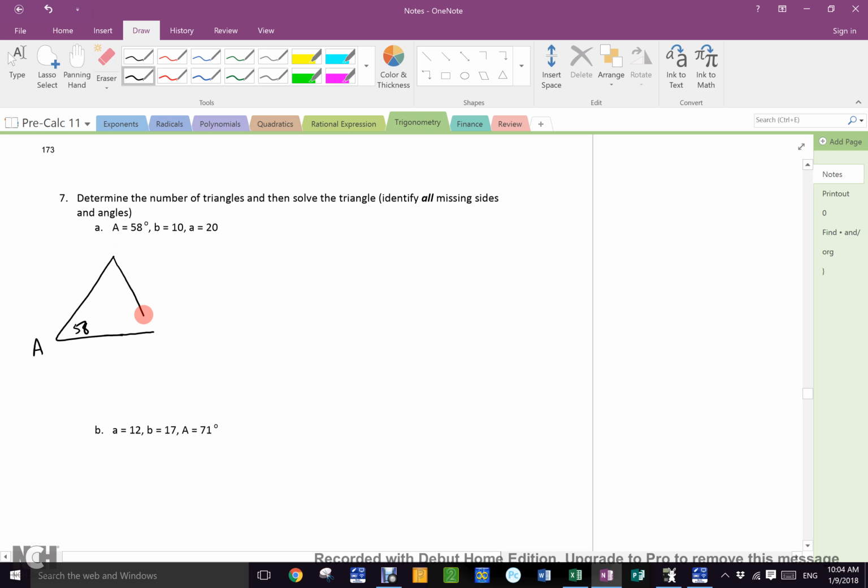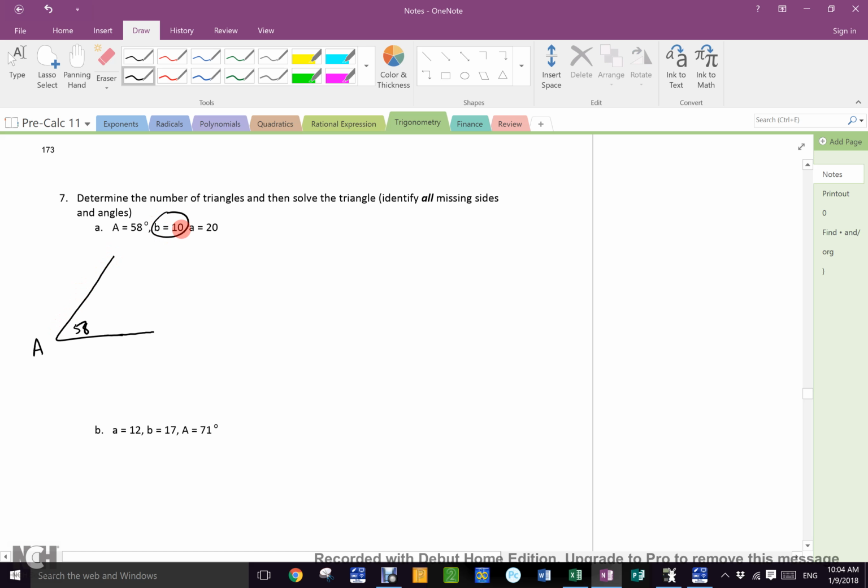If I'm going to draw this at 20, is that okay? Yes or no? Is it across from A? So is it okay? But it might be over here, correct? Or it might be straight down, correct? So what's the only thing we can do to tell ourselves how to draw this? We need to find an altitude, yes? But to find an altitude, we need this angle, this side here, yes?